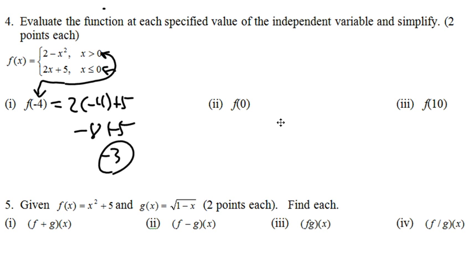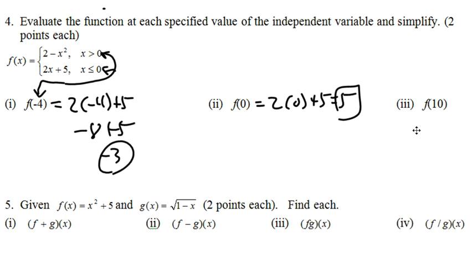Okay. Now let's plug in 0. Well, this one also fits in the second one because x is less than or equal to 0. So 2 times 0 plus 5 is just 5. And that's it? No way. Yes way. Are you serious? Yeah, I'm serious. Okay. That's it for that one.